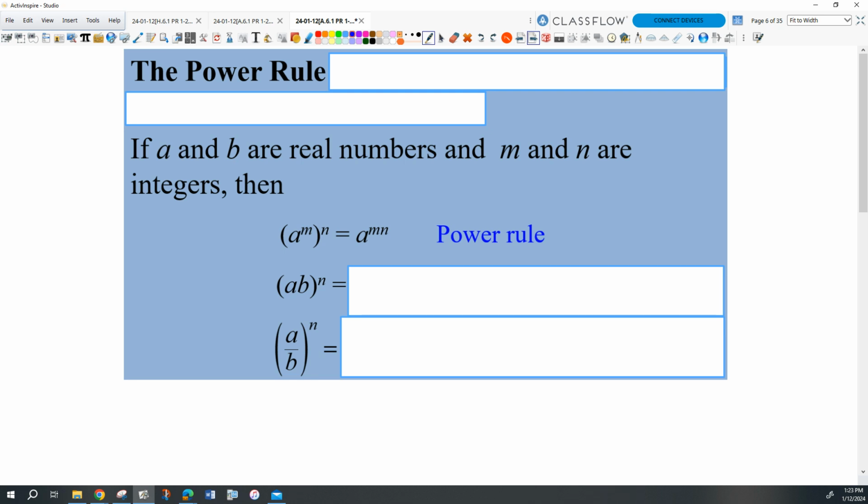That's different than when I multiply like bases. This time I'm raising a power up to another exponent. Then I multiply the exponents. So what do you think happens when we have either a product or a quotient taken to a power? What can I do with that exponent? Distribute both. I can distribute it.